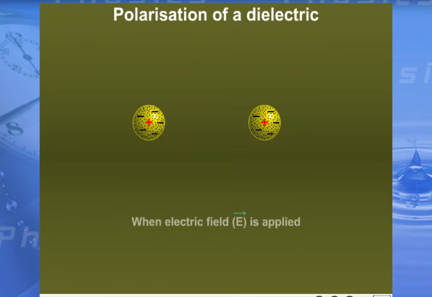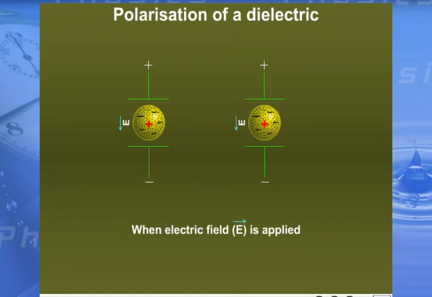If a nonpolar dielectric is placed in an electric field, the center of charges gets displaced. They align themselves in the direction of the electric field. Therefore, nonpolar molecules are called induced dipoles because they acquire the induced dipole moment in the direction of the electric field.